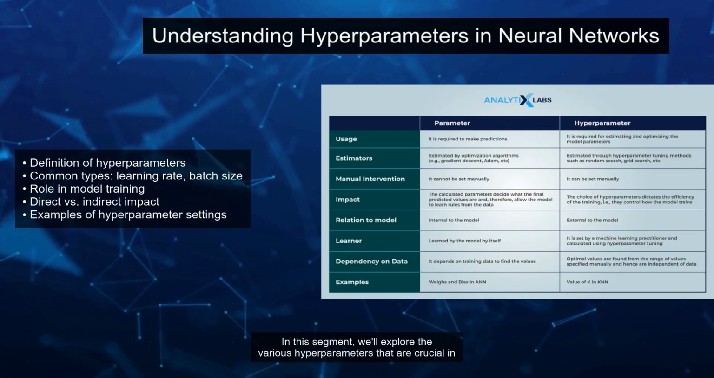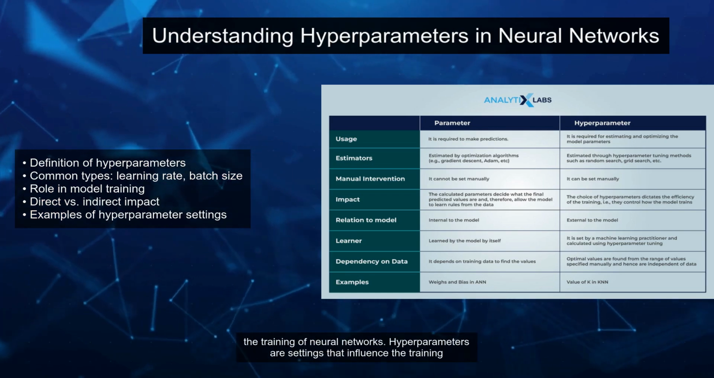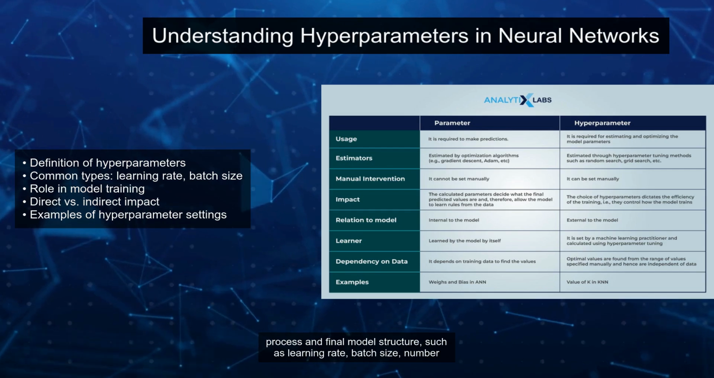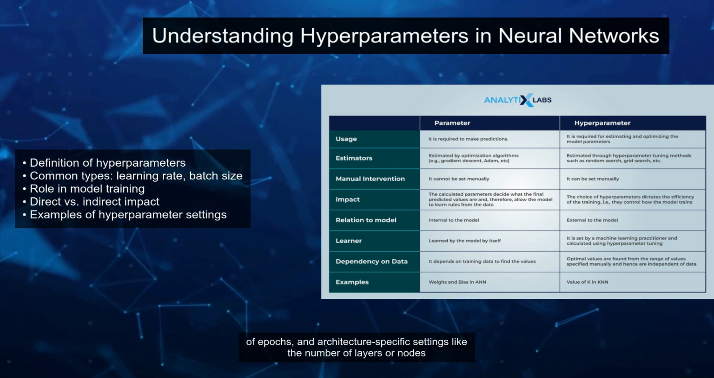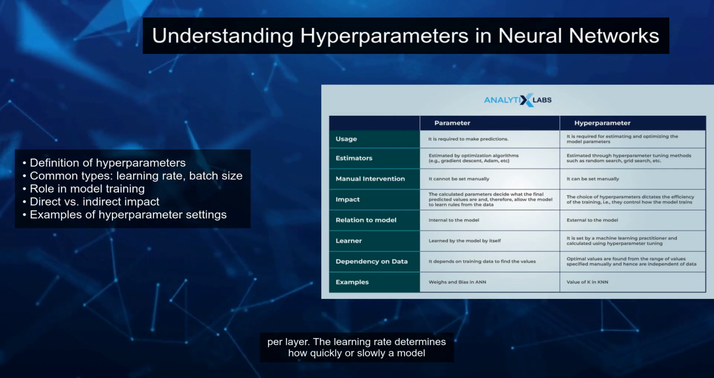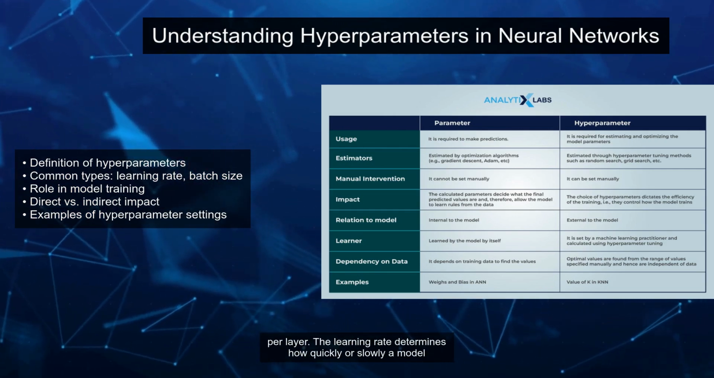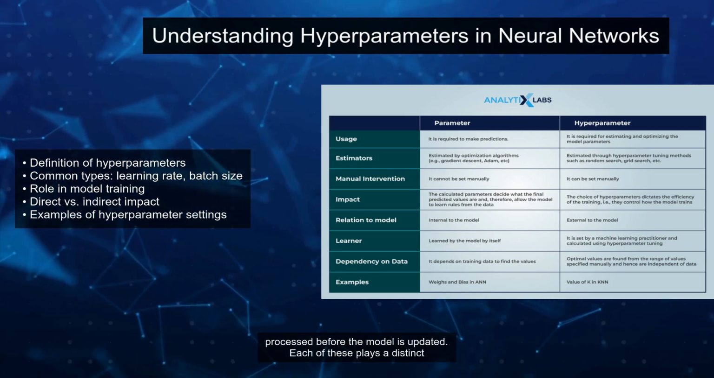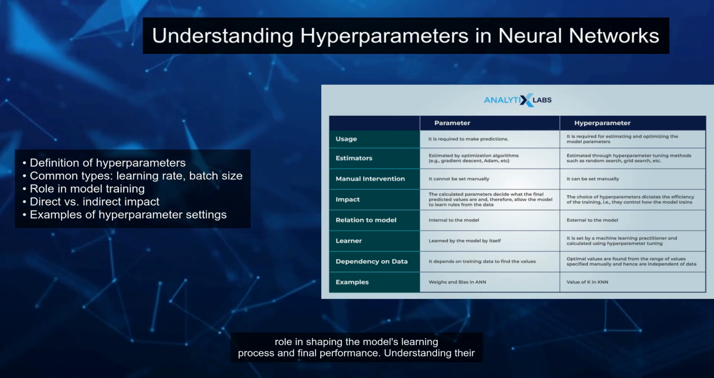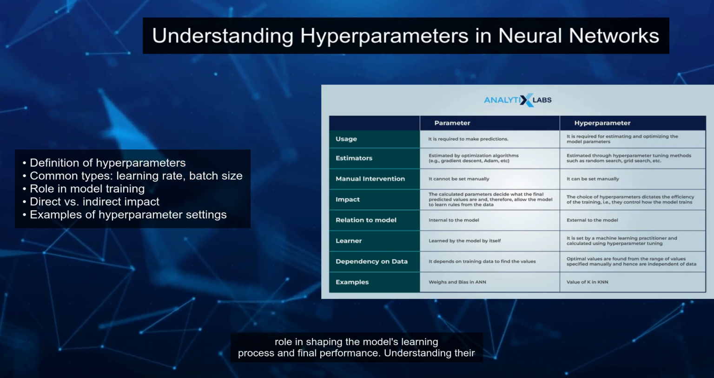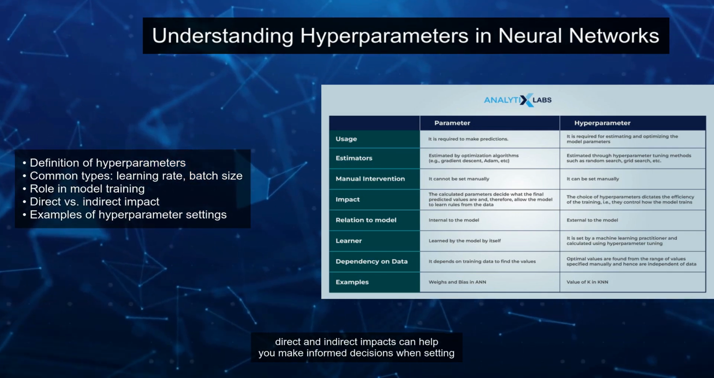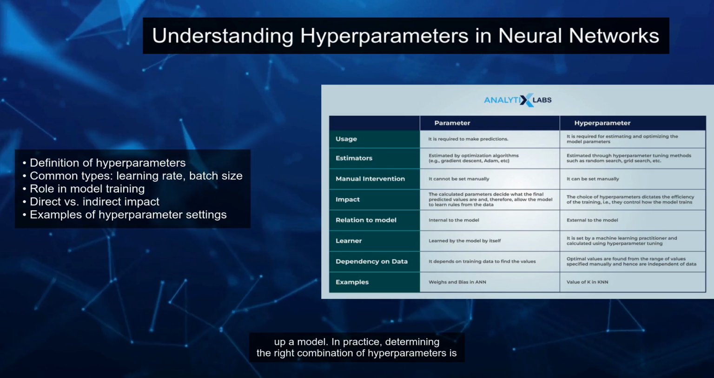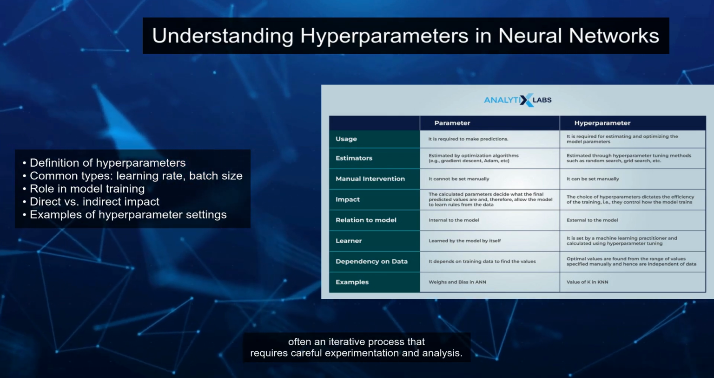In this segment, we'll explore the various hyperparameters that are crucial in the training of neural networks. Hyperparameters are settings that influence the training process and final model structure, such as learning rate, batch size, number of epochs, and architecture-specific settings like the number of layers or nodes per layer. The learning rate determines how quickly or slowly a model learns from data, while batch size refers to the number of samples processed before the model is updated. Each of these plays a distinct role in shaping the model's learning process and final performance. Understanding their direct and indirect impacts can help you make informed decisions when setting up a model. In practice, determining the right combination of hyperparameters is often an iterative process that requires careful experimentation and analysis.